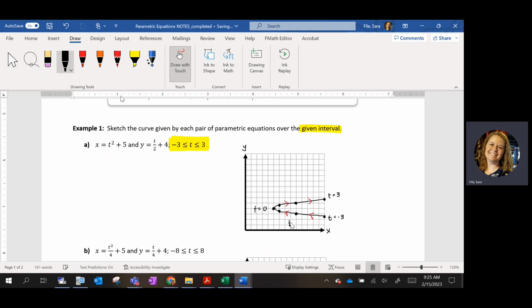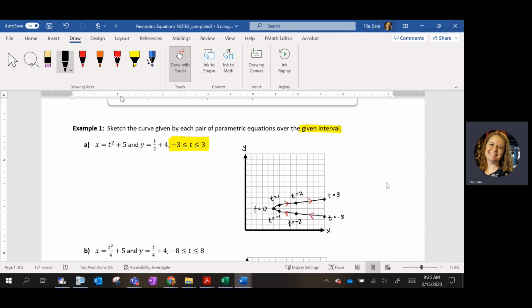This was where t was -2. This is where t was +2, +1, and -1. So if you want to label all 7 of those that we plotted, you can, or just like 3 of them, that's okay too, as long as we can see that that's the direction. As t is increasing, that's the path that we're following.